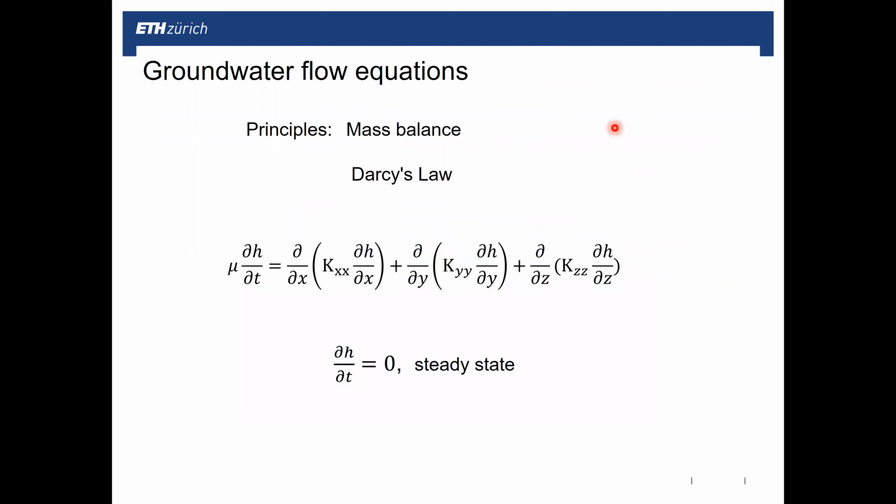And in hydrology, the basic rules used are mass balance and Darcy's law. Based on these two principles, we can easily get the groundwater flow equations. And this is one I think everyone is familiar with. When the derivative of the groundwater level with respect to time equals 0, we say that this is a steady state. That means the groundwater level won't change with time or in space. That means everywhere, anytime, the groundwater levels are the same.